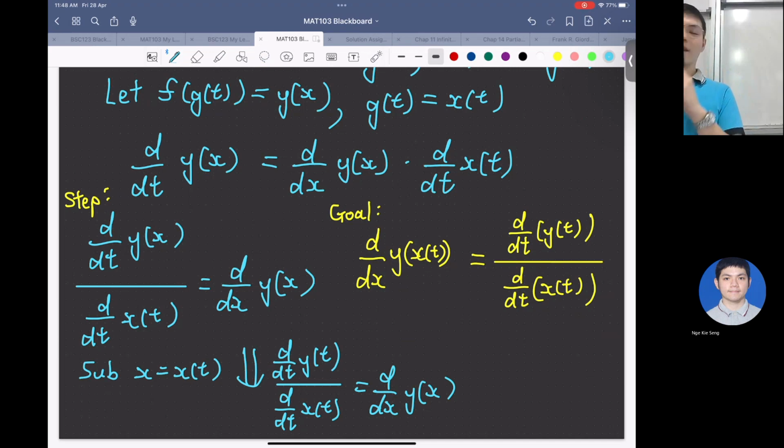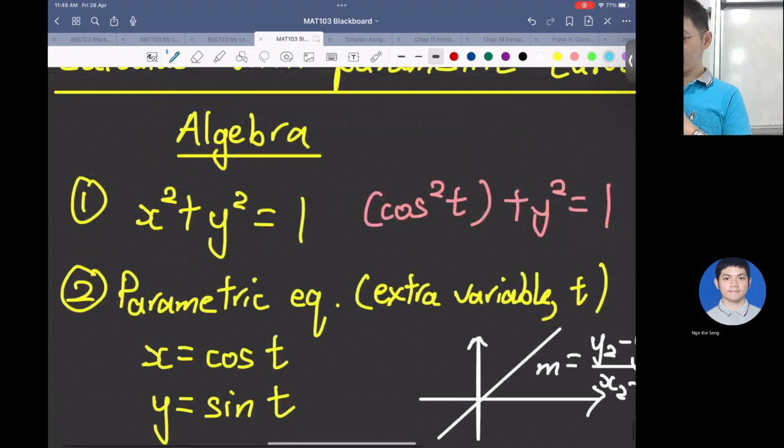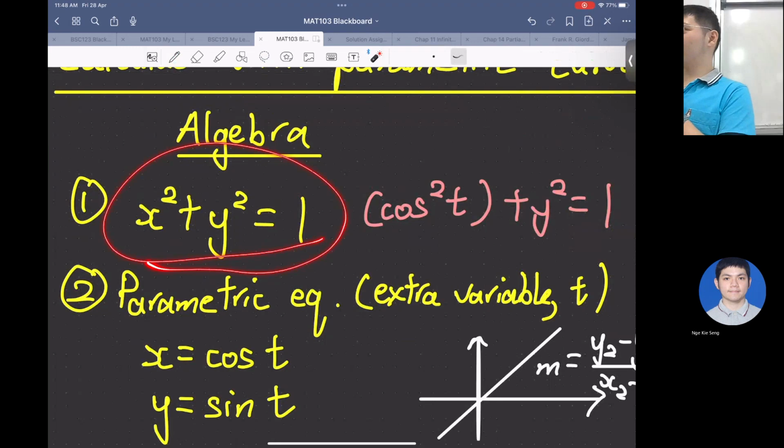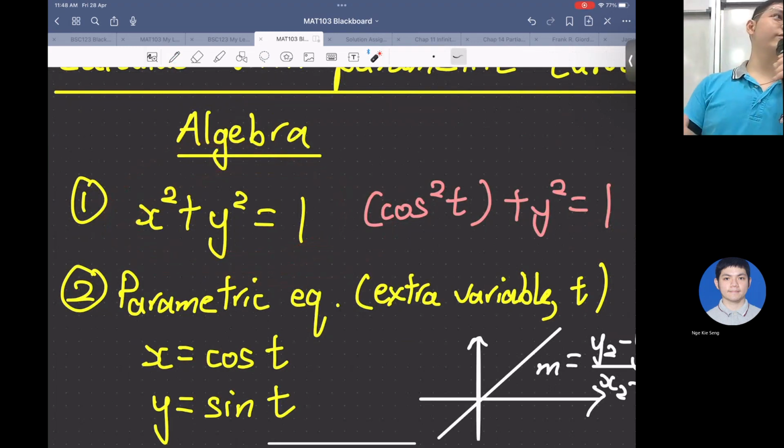Right? If I give you this xy function, how do you differentiate with respect to t, when there is no t here? But you know that x is controlled by t. So you need to make that expression apparent before you can differentiate. Okay.